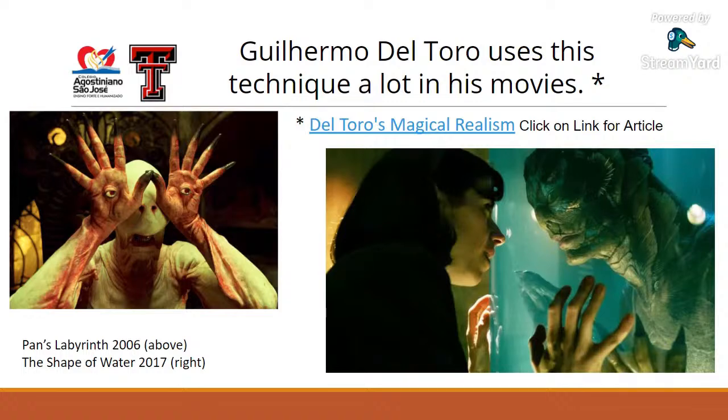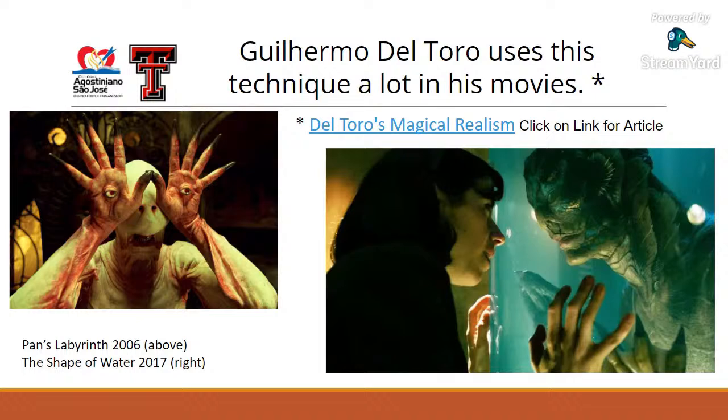If anybody's ever seen Pan's Labyrinth from 2006 or The Shape of Water, which is another movie of his from 2017, he uses this technique because he blends the reality. In Pan's Labyrinth, it was the war. They were in the middle of the Second World War, I believe, and it tells the story of a little girl dealing with everything that's happening, and you're not sure if these creatures are real, if they're just in her mind or not. But he treats it all the same.